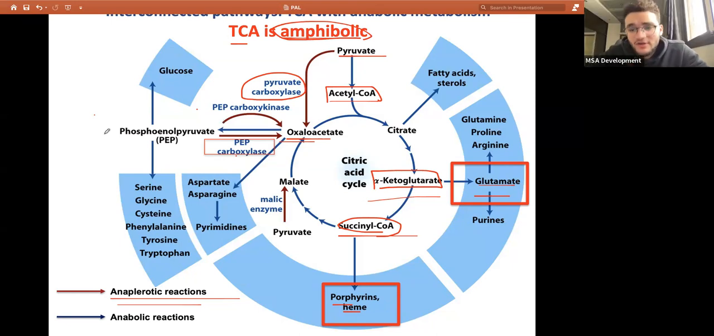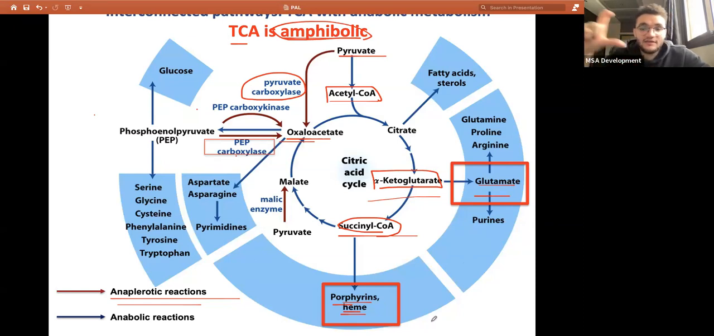You can understand it that way, but remember I said the TCA cycle is very important for other metabolic pathways because it's involved in forming amino acids. It's also involved in forming glucose by gluconeogenesis, which is the next session, and in forming porphyrins or heme. So this is anabolic. I said at the beginning it's catabolic because it's breaking down glucose, but the intermediates can also be diverted to form glucose, amino acids, and porphyrin or heme. That is why it's anabolic.